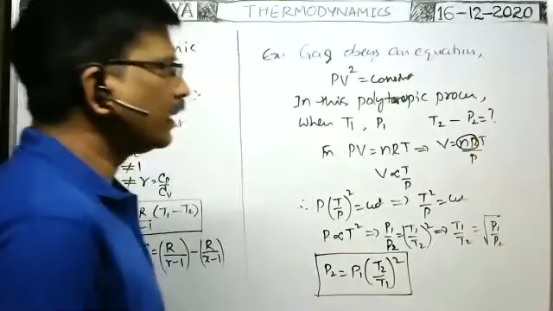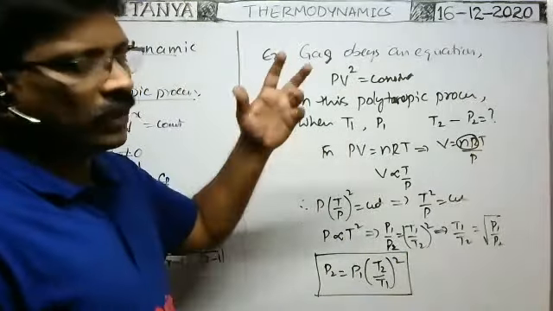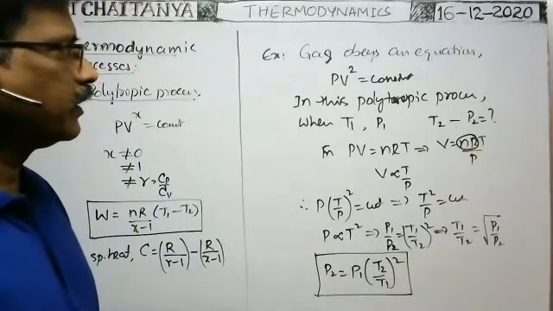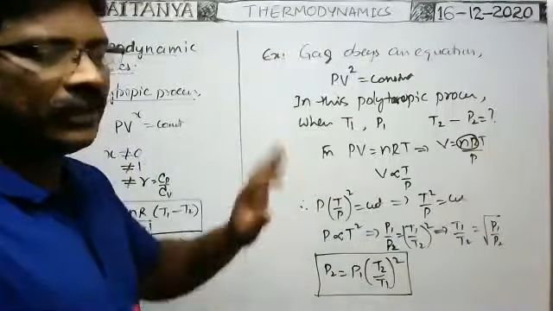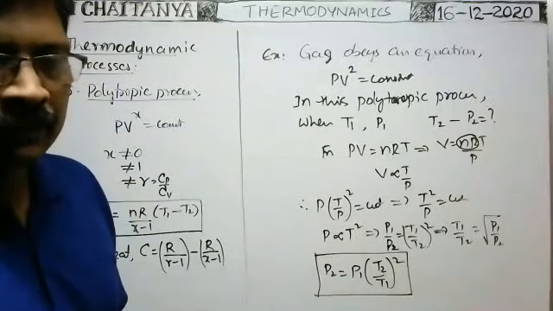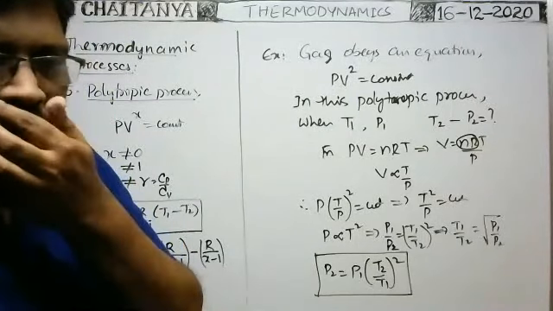This is the pressure at a temperature T2. In this, PV square is equal to constant is the equation when the gas obeys this equation. In thermodynamics only.